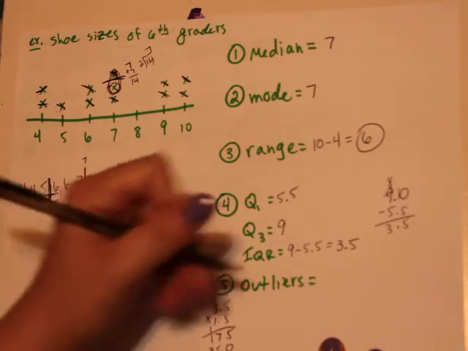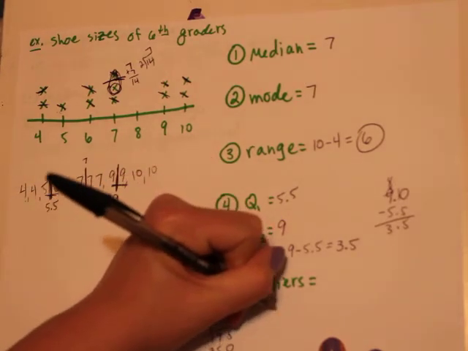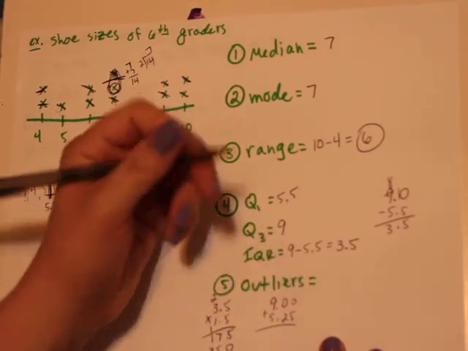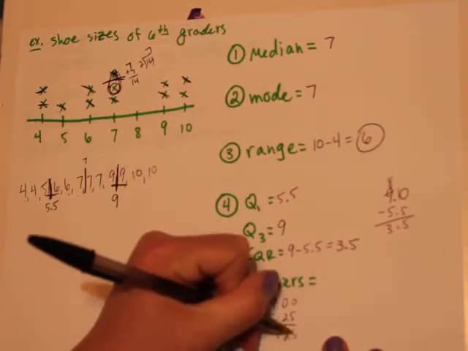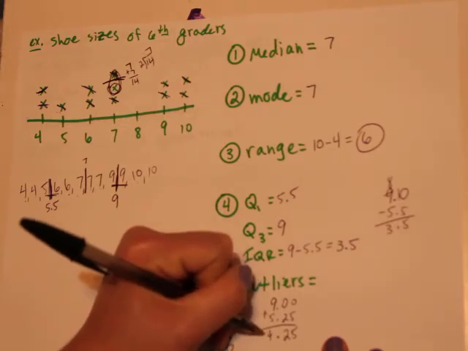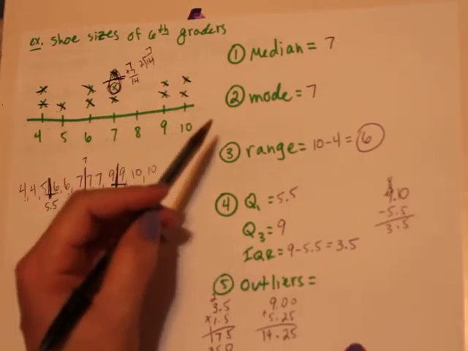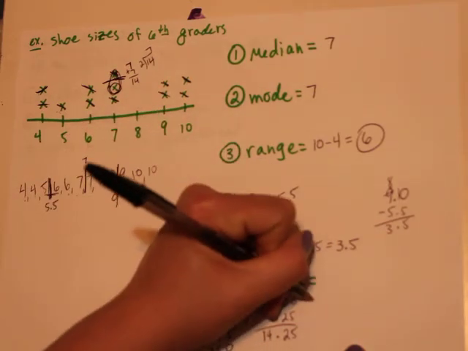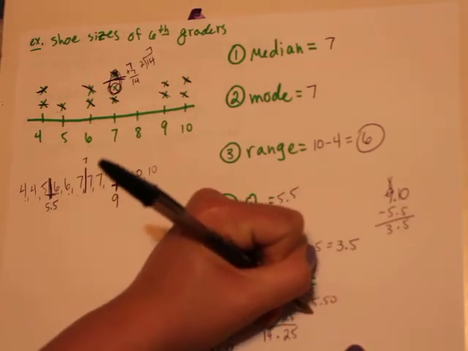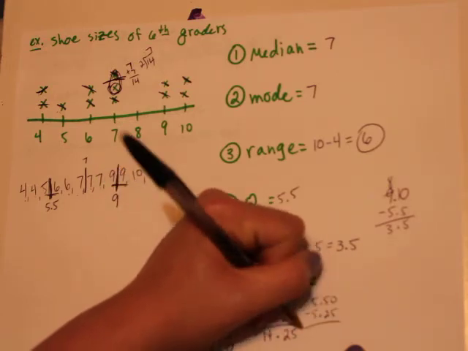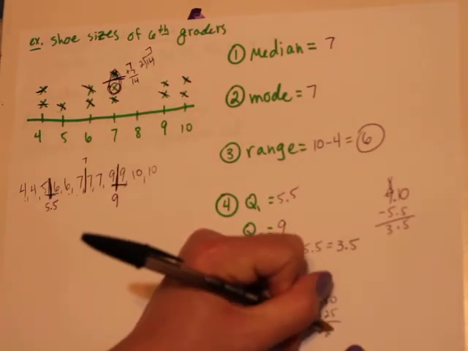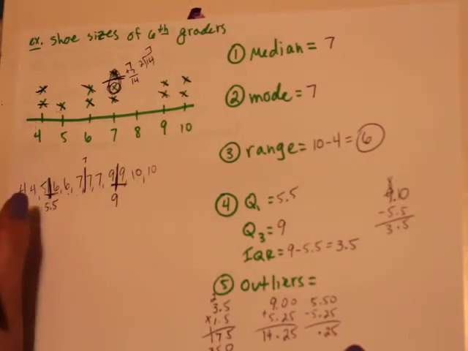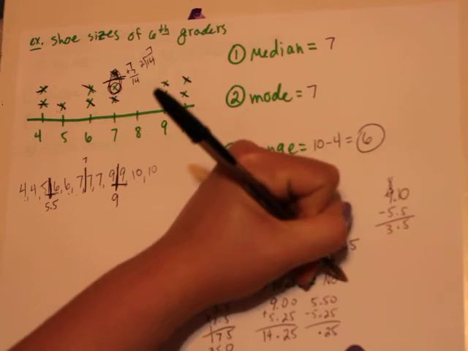add it to Q3. So 9.0 plus 5.25. That's going to give you, what, 14.25? So do we have anything higher than 14.25? No. Now we will take 5.5 and subtract off 5.25, and that's going to give you 0.25. Do you have anything smaller than 0.25? No. So there are no outliers.